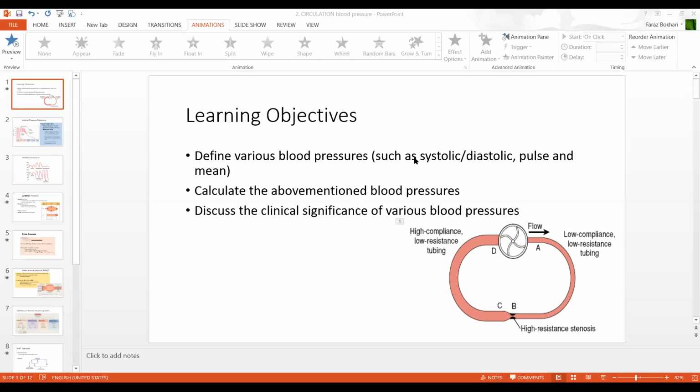So we'll be looking at blood pressures, systolic, diastolic, as you probably may have heard these terms. We'll look at pulse pressure, mean arterial pressure, very important. We'll look at how we calculate these blood pressures and their clinical significance.